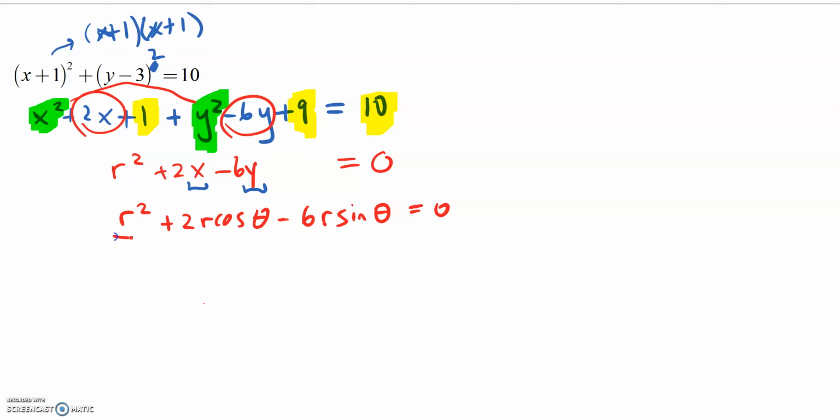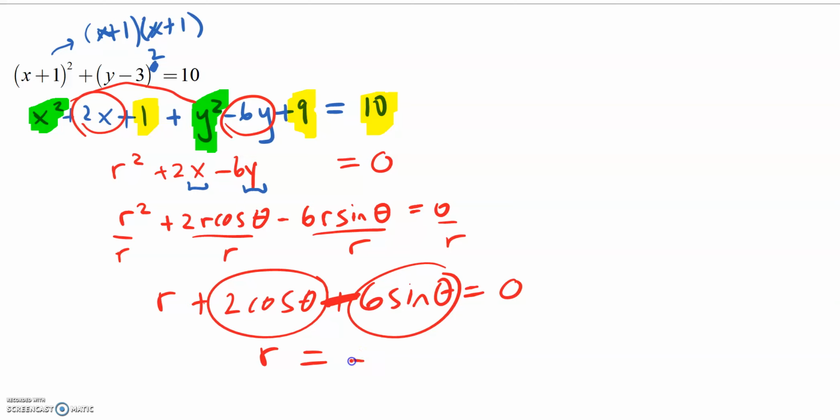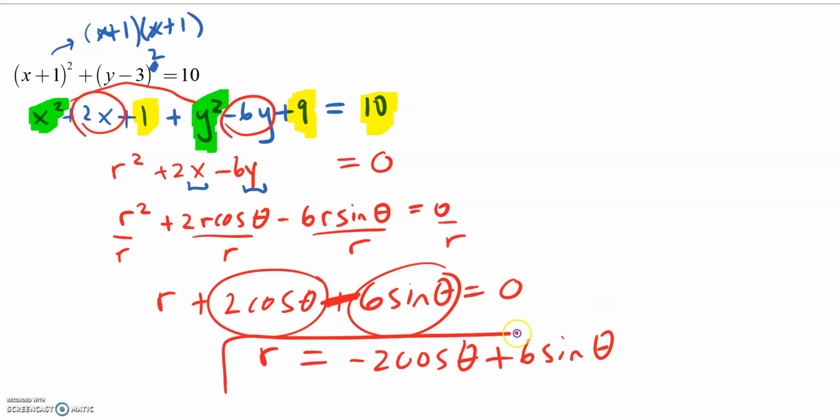However, on the answer keys, what you will see is that they will divide through by a common factor of r. It is not relevant to this. I would not recommend getting in the habit of doing this going forward, because what it does is it gets rid of one solution. But that solution is not necessary for this polar graph. So you get r plus 2 cosine of theta minus 6 sine of theta equals 0. And then finally they would write it as r equals, subtracting both of these terms over. I'm going a little fast now because I'm going to run out of time. It'll be minus 2 cosine of theta plus 6 sine of theta. And that will be our final answer.